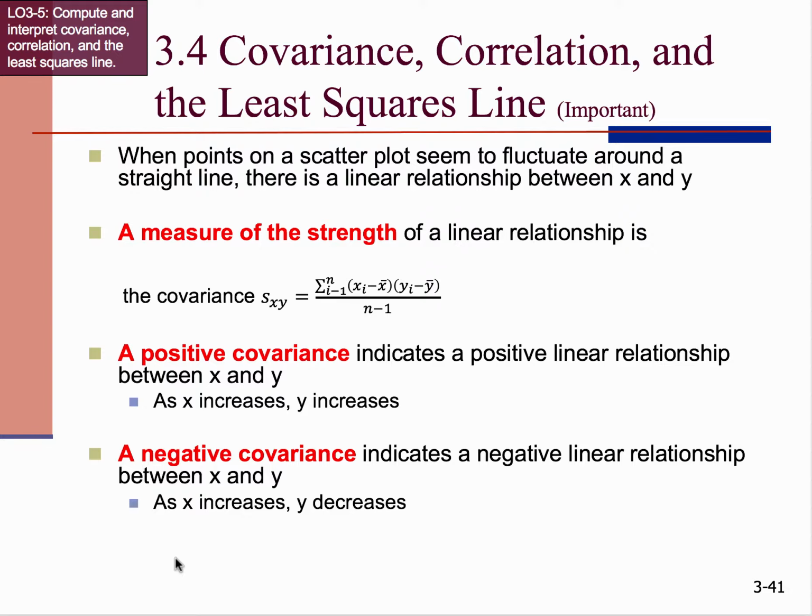The covariance can be used to measure the strength of the linear relationship between two variables, x and y. When we have a positive value, one of them increases, the other one increases. When we have a negative value, it is the opposite relationship: one of them increases, the other one decreases.